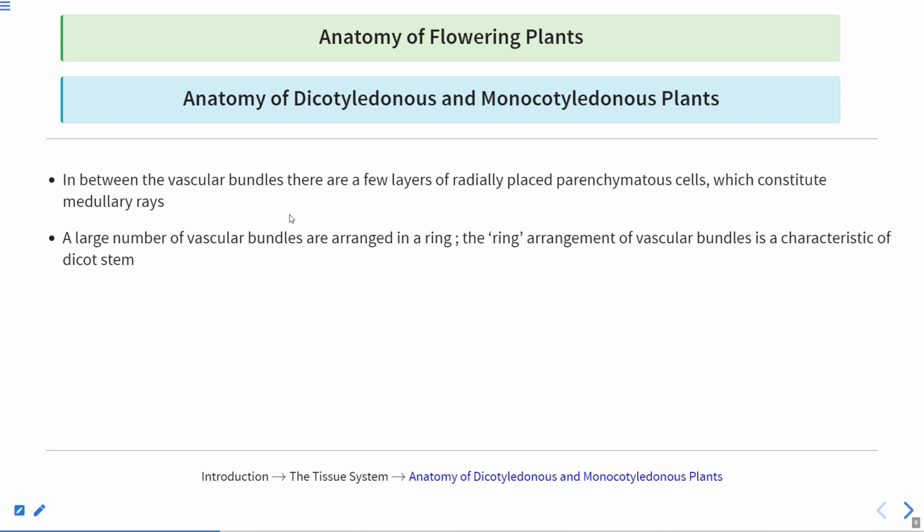A large number of vascular bundles are arranged in a ring. This is a very unique feature of the dicotyledonous stem: the vascular bundles are arranged in a ring-like structure. Very unique. All are present in a ring-like structure, and this ring arrangement of the vascular bundles is a characteristic of the dicot stem. You see this type of structure in the dicot stem only.